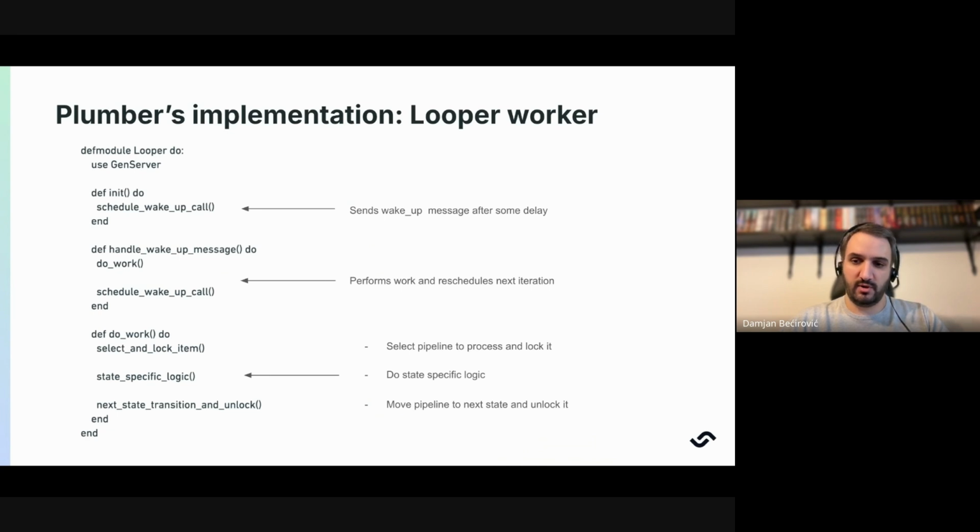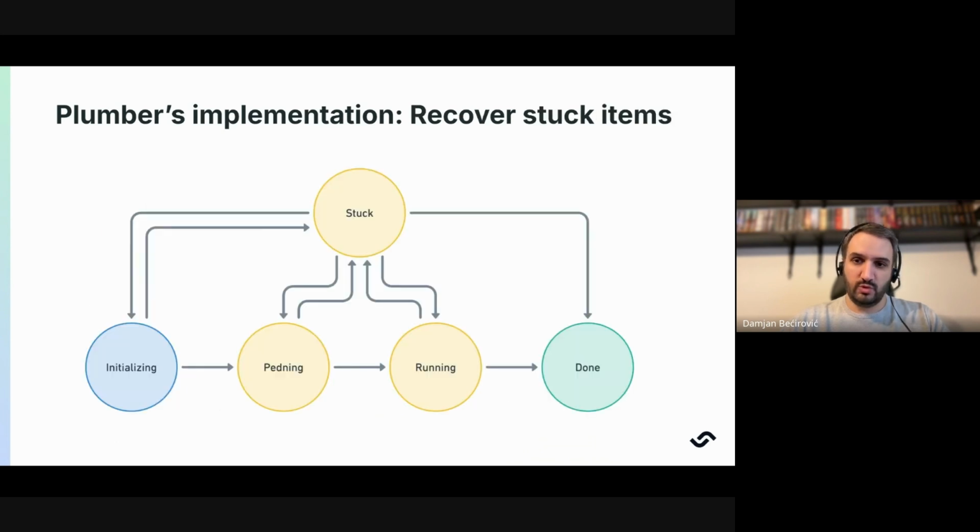Now, there is one problem with this approach, and that is what if something breaks in the state-specific logic step. As we said previously, the looper process will be restarted by Elixir supervision tree, but the particular pipeline will remain locked in database. To solve this problem, we can look at all pipelines that are being locked for longer than expected as being in the new stuck state.